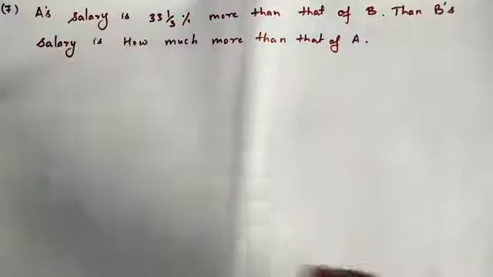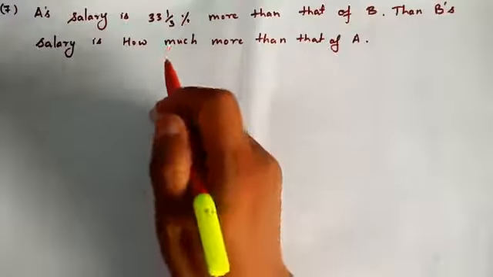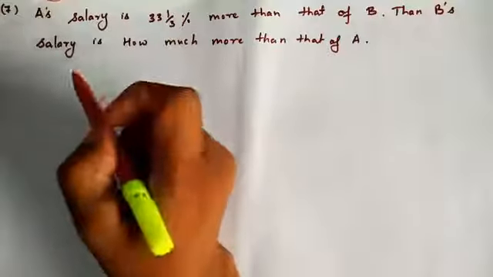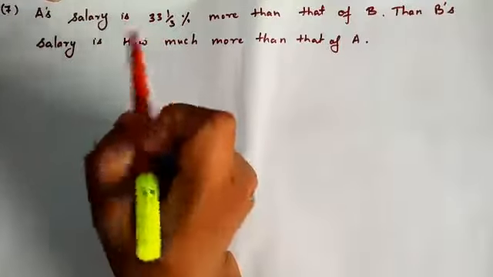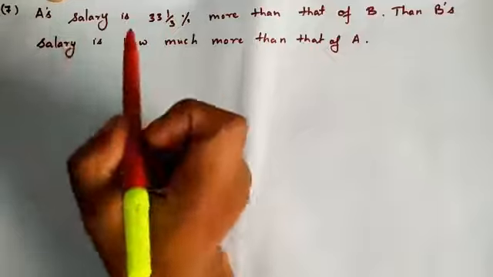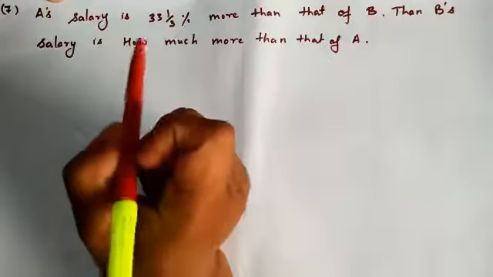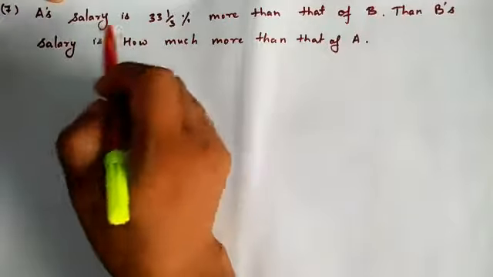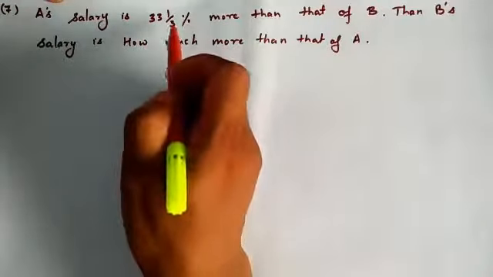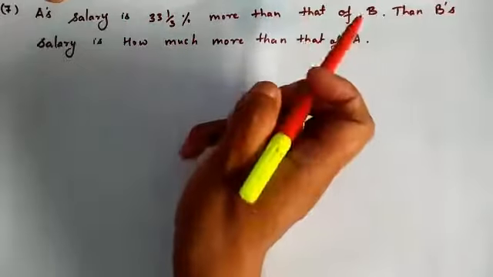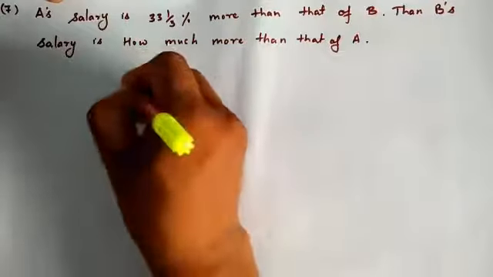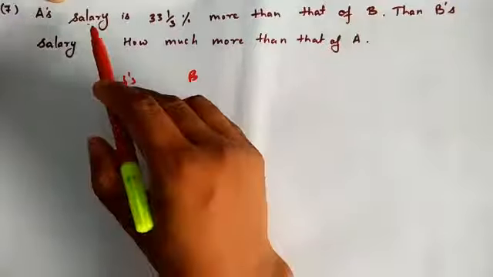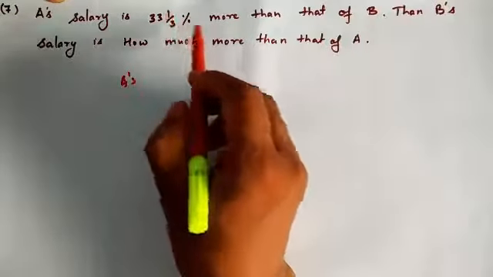Okay, this question is also quite similar to the previous one. Now let's see, but the number is quite messy. This one is quite important, this type of question is always important in examinations. So A's salary is 33 and 1/3% more than that of B. Okay, so I'm taking A's salary and B's.